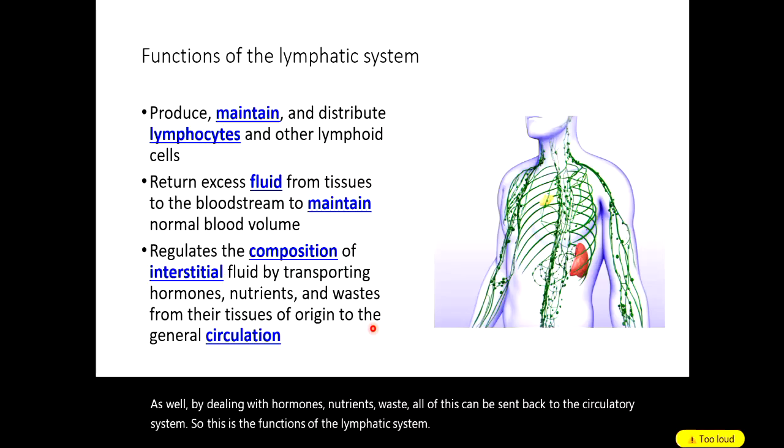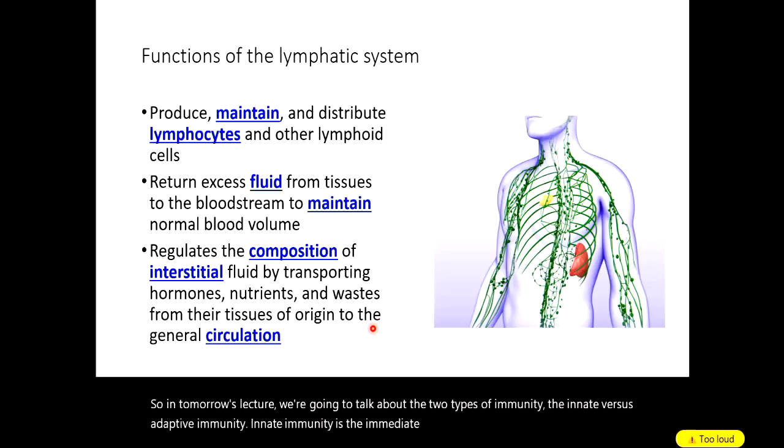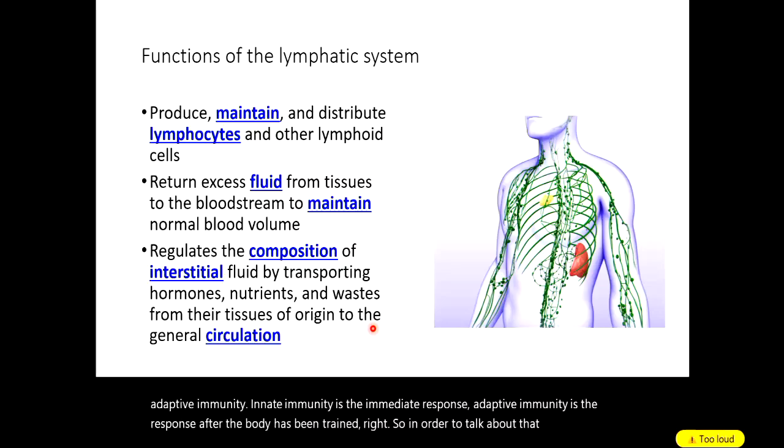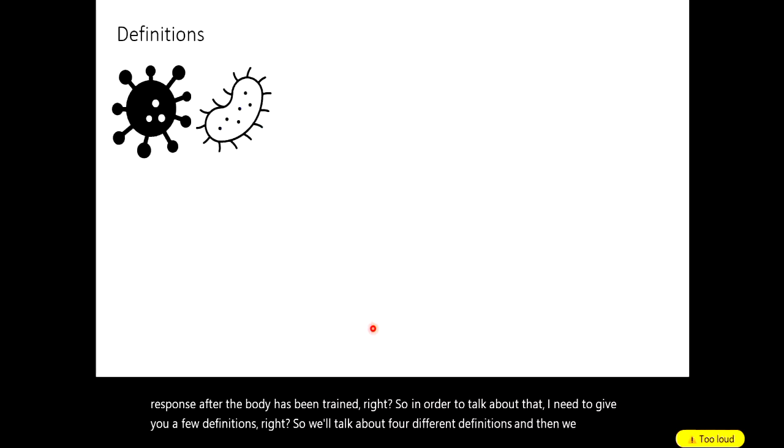So in tomorrow's lecture, we're going to talk about the two types of immunity, the innate versus adaptive immunity. Innate immunity is the immediate response. Adaptive immunity is the response after the body has been trained, right? So in order to talk about that, I need to give you a few definitions, right? So we'll talk about 4 different definitions and then we can end class.